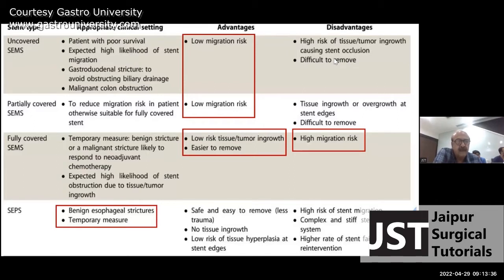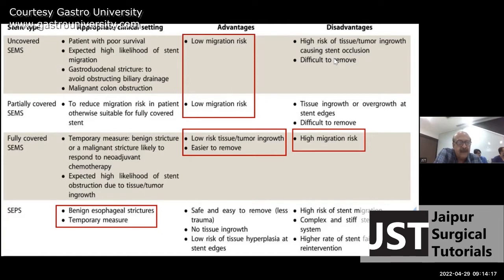of plastic stent. The uncovered stents have a low migration rate because they get embedded in the normal mucosa as well as tumor, but at the same time there's high degree of ingrowth of the tumor. So you may require a re-intervention in these patients, and a re-stenting, a stent in a stent, is the option. Partially covered and fully covered stents have low tissue ingrowth and overgrowth of the tissue, and they are easier to remove because there's no embedding of the tumor in the stent, but they have a higher migration rate.